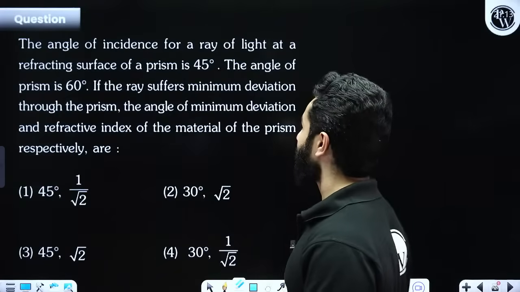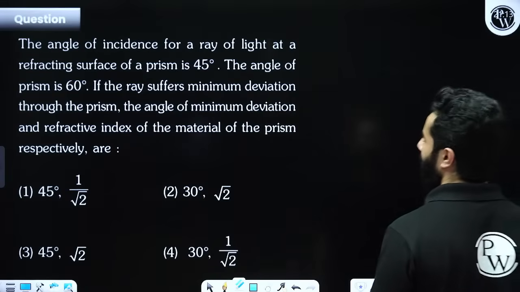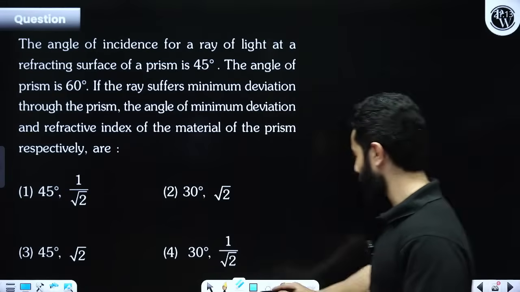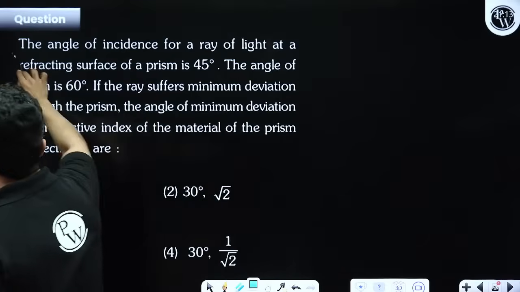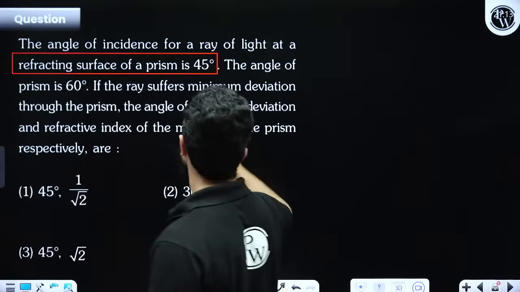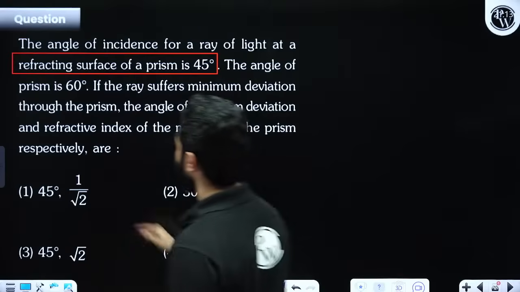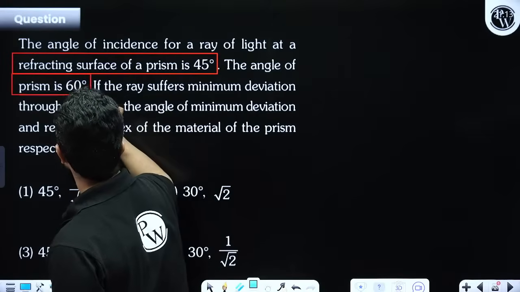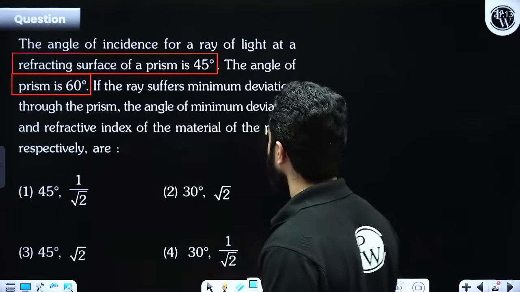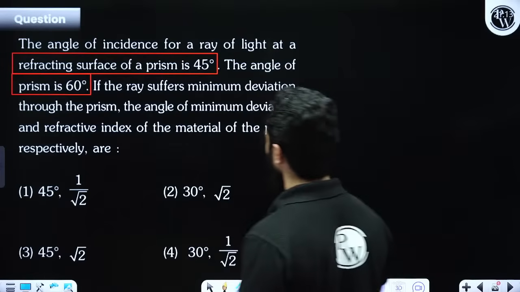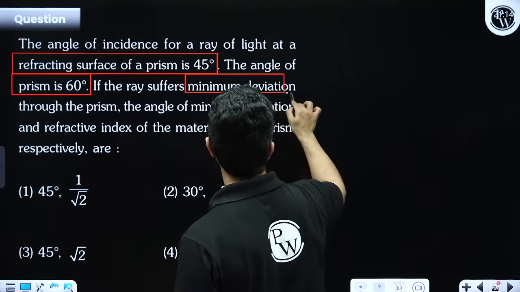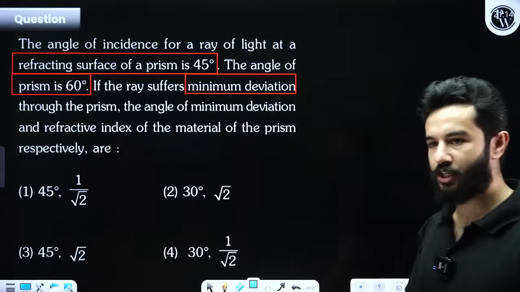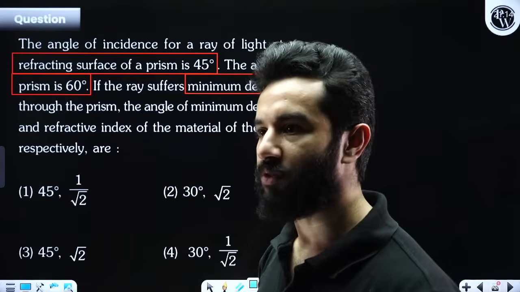The angle of incidence for a ray of light at a refracting surface of a prism is 45 degrees. The angle of prism is 60 degrees. The ray suffers minimum deviation through the prism. Hopefully you remember the conditions and formulas for minimum deviation.